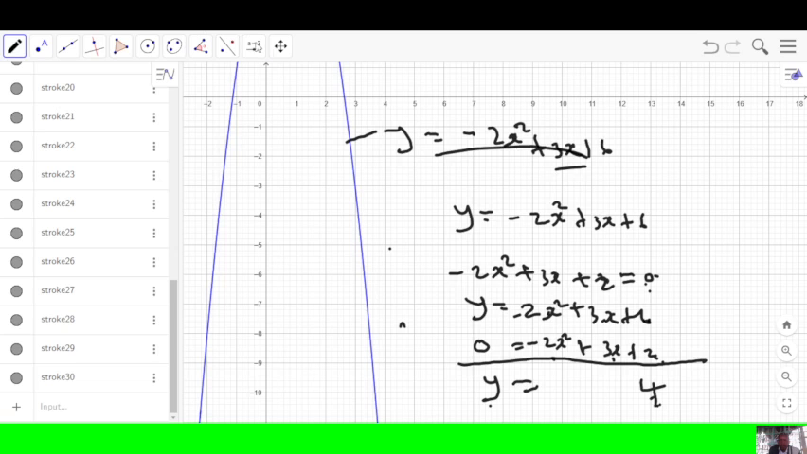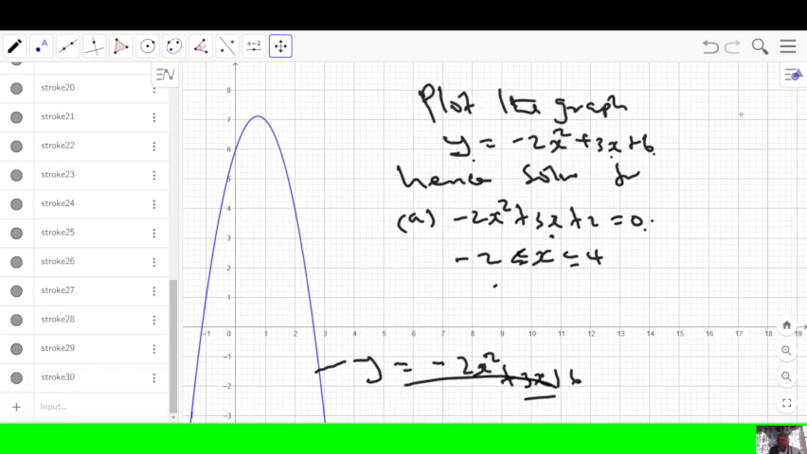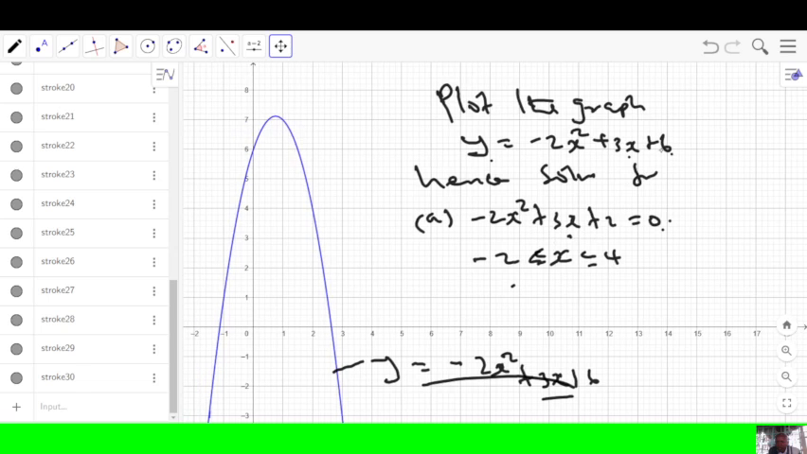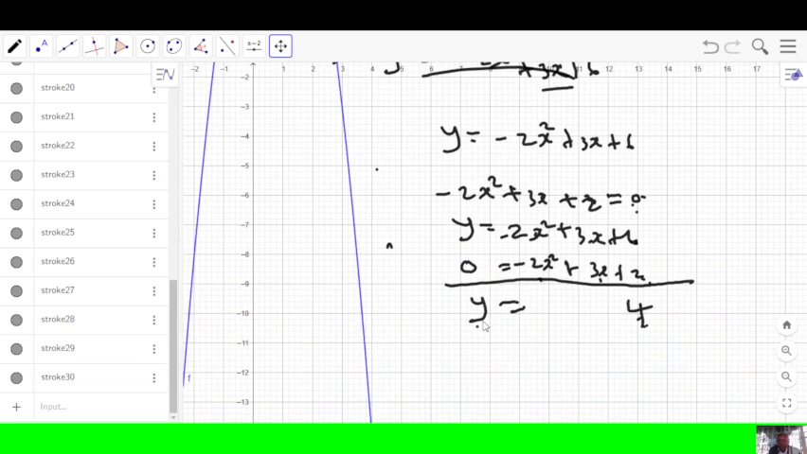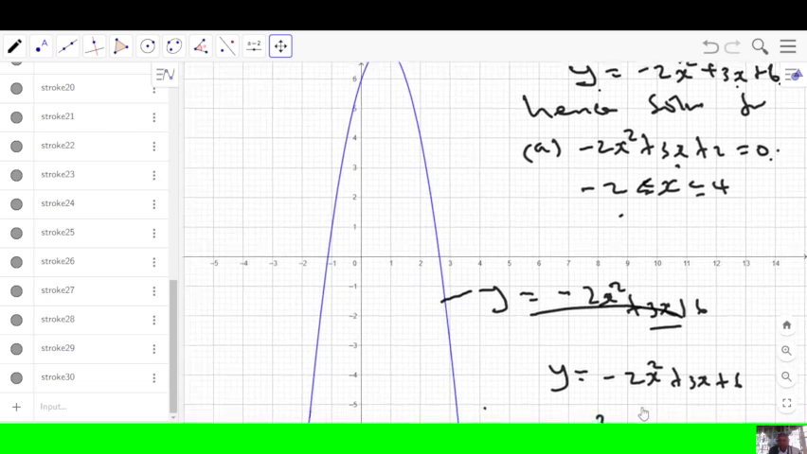Let me repeat again. Let me go back to the original equation so that we are seeing. For this equation to be similar to this equation, we need to add a 4. If you add 4 to this equation, you get back to the original equation. So we are simply saying that we need to plot a graph that shows y equals to 4, so that we're able to get the values of x that correspond to that equation.